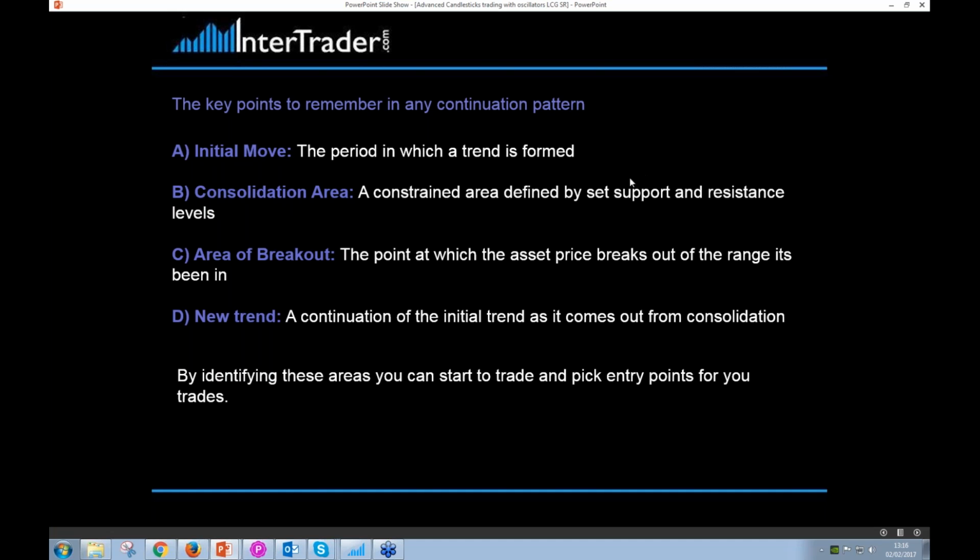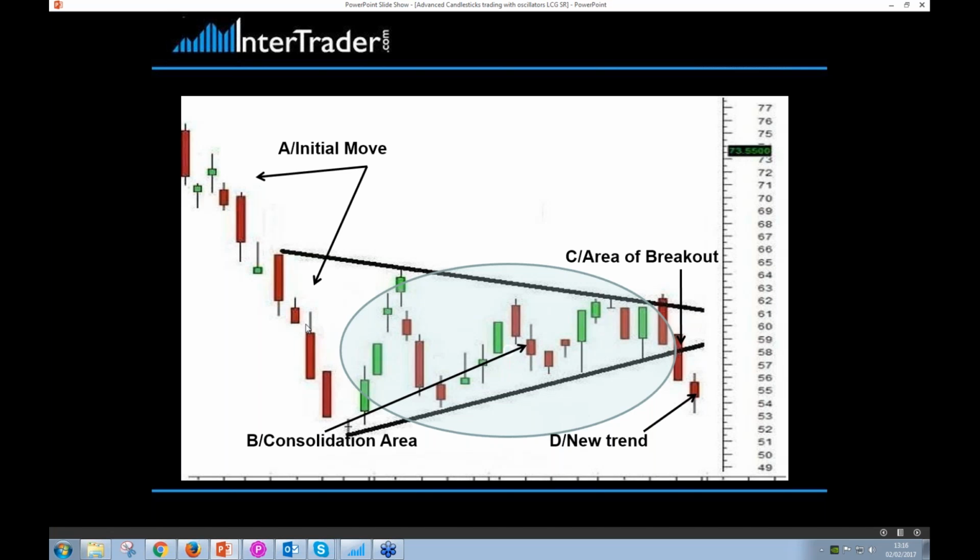So we're looking at continuation patterns. We're looking at anything like an Elliott wave or Fibonacci expansion. We're looking for initial move, consolidation, breakout, new trend. So again, the whole point of a continuation pattern is the new trend should be in the original direction. So what we're looking at is this downtrend here. A very, very clear pennant, the market hits support, resistance, the market consolidates, but the original trend works to the downside.